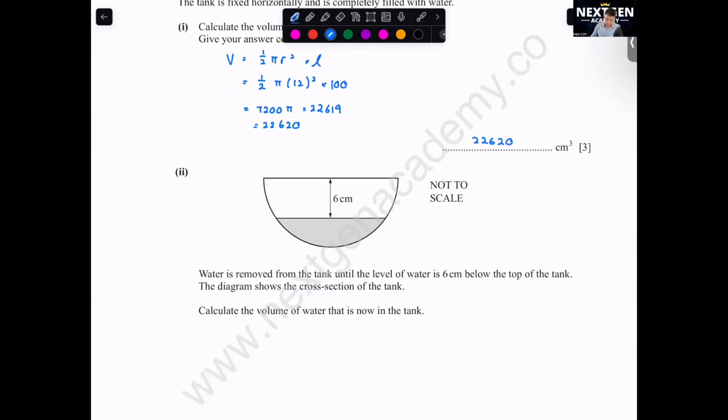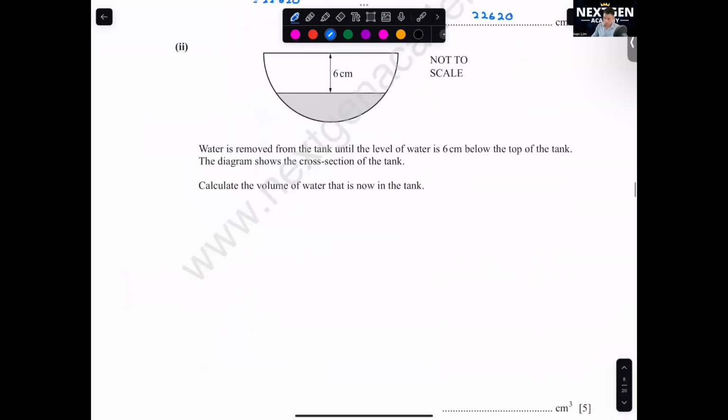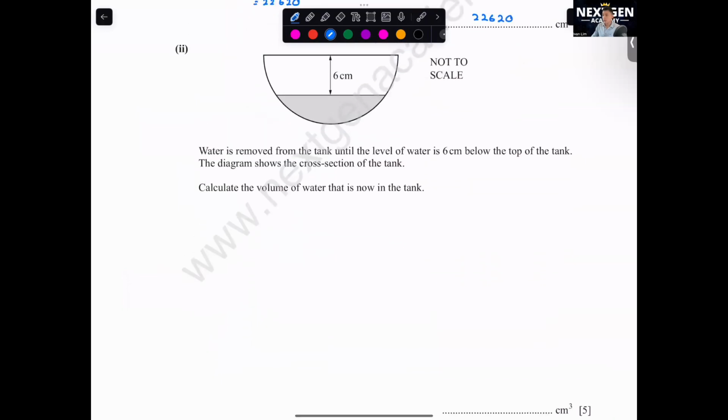Okay, part 2. Water is removed from the tank until the level of water is 6 cm below the top of the tank. The diagram shows the cross section of the tank. Calculate the volume of the water that is now in the tank. This is a 5 mark question. Okay, interesting question. How do we do this? What do we need to find first? It's not so straightforward. You can separate this into a right angle triangle first, like this.